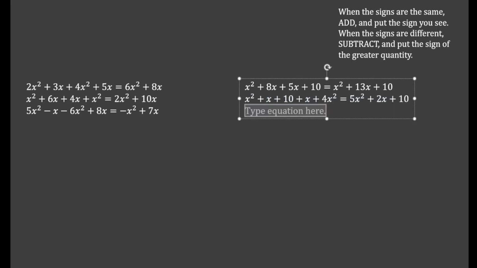Next one, 4x squared, minus 3y squared, minus x squared, plus y squared. And again, this shouldn't be too difficult to differentiate. So our x squared terms, 4x squared minus x squared is 3x squared. And our y squared terms, minus 3y squared plus y squared, would give us minus 2y squared.